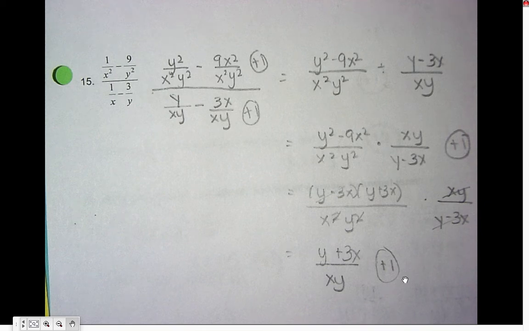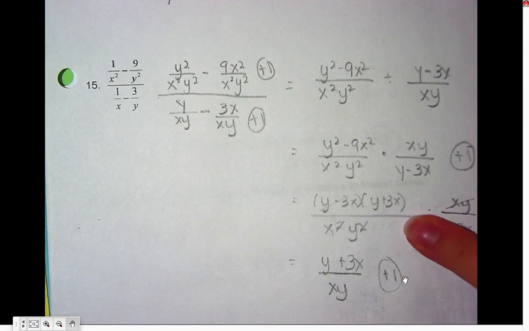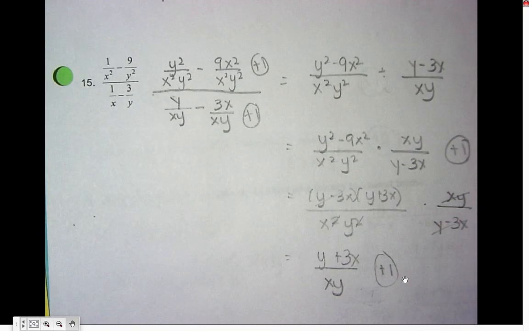Multiply by the reciprocal. Some of you got to this point, but it could simplify more. You can factor, we have perfect squares. Your xy over x squared y squared also simplifies as well. Final answer is y plus 3x all over xy.